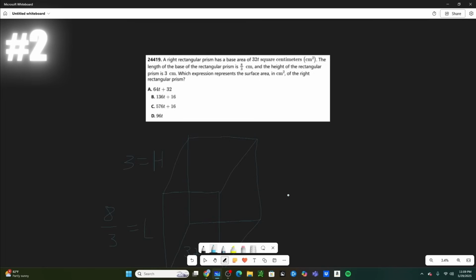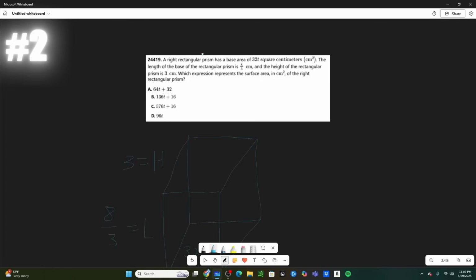And again, this is from another past SAT. A right rectangular prism has a base area of 32t square centimeters. The length of the base is 8/3 of this rectangular prism, and the height of the rectangular prism is 3. Which expression represents the surface area of this right rectangular prism? Well, the first thing that I notice here is that we have this constant t, but our answer choices also have t, so we don't have to solve for t.